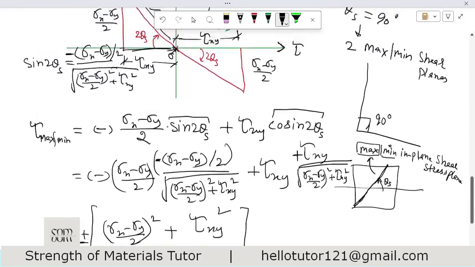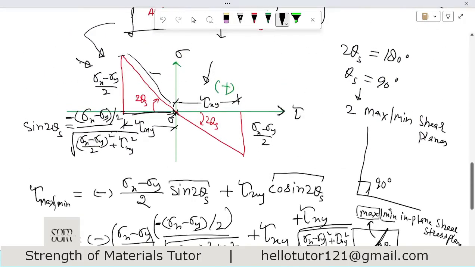If you don't understand, let me repeat myself again. From this triangle, because we need sine 2 theta s and cosine of 2 theta s, right? If we first consider this triangle, from here what is the value of sine of 2 theta s? It is perpendicular divided by hypotenuse. So the perpendicular here is (sigma x minus sigma y) by 2, and it is above, right? This one is positive. Let me write the positive and negative so that we don't have any confusion, okay? But by the way, it was not necessary because the diagram speaks.